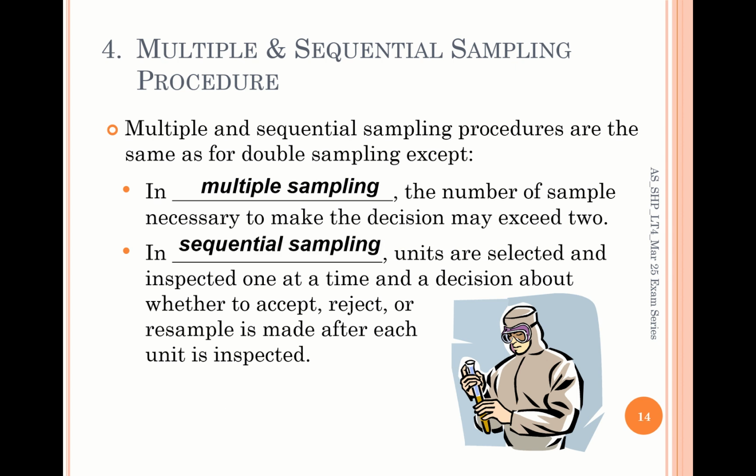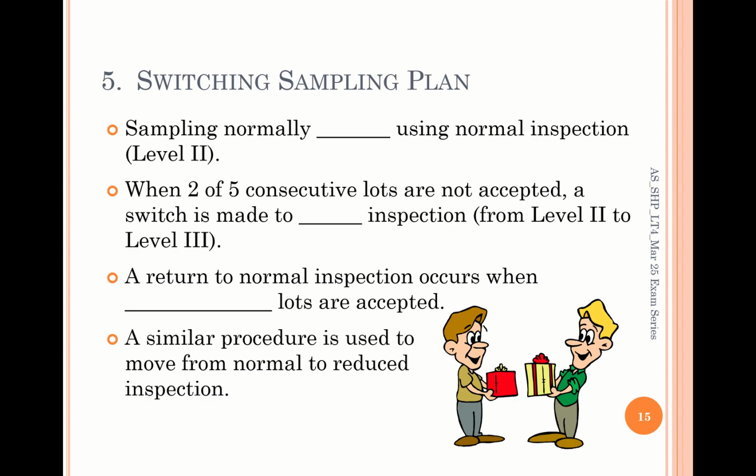There's another one here which is called sequential sampling. This one you inspect or test one at a time. Then you decide whether to pass or fail or take a resample. One by one. That's called sequential, in sequence. Okay, sampling plan. This sampling plan actually is not a fixed one.